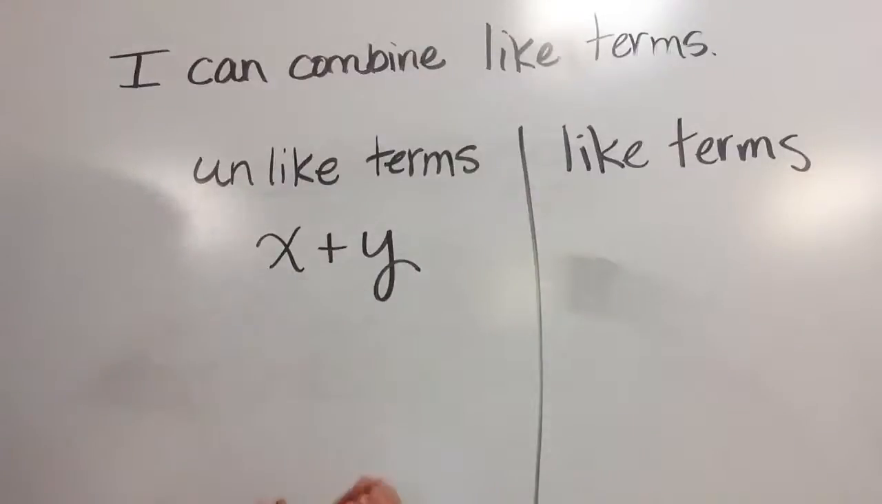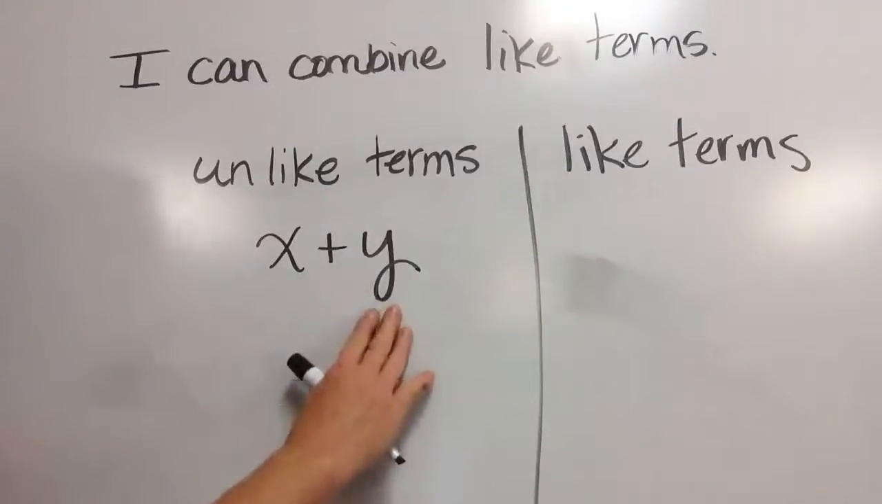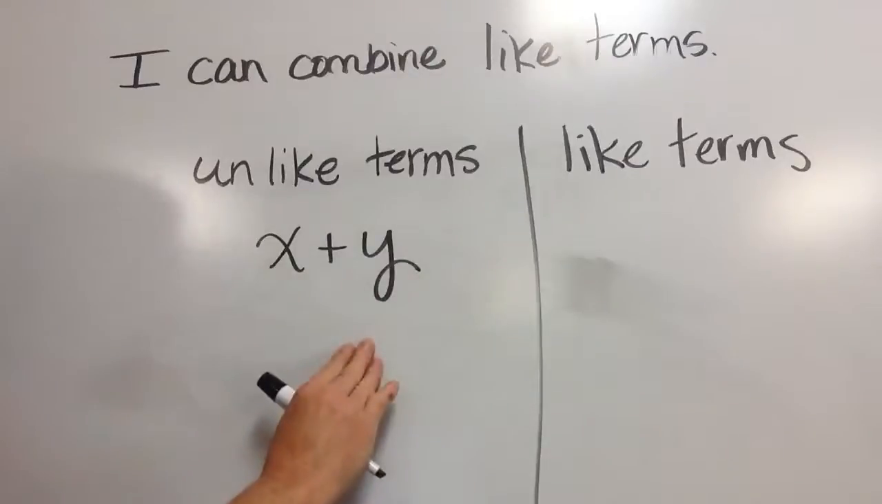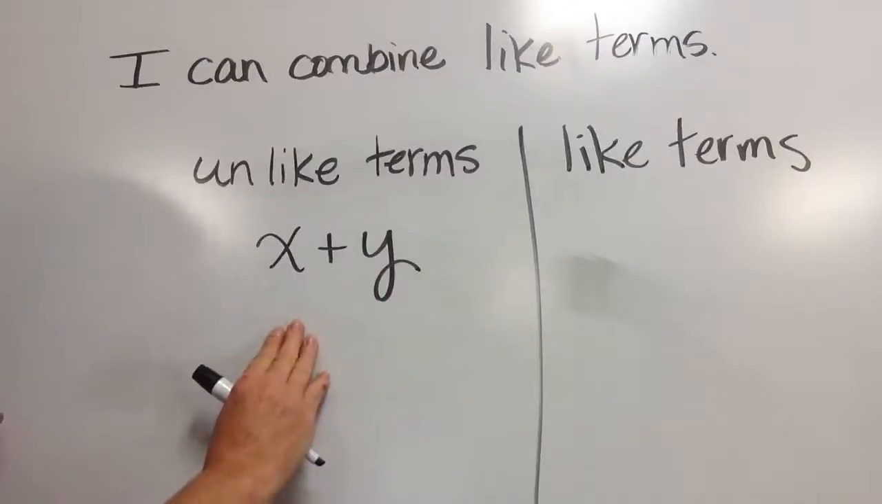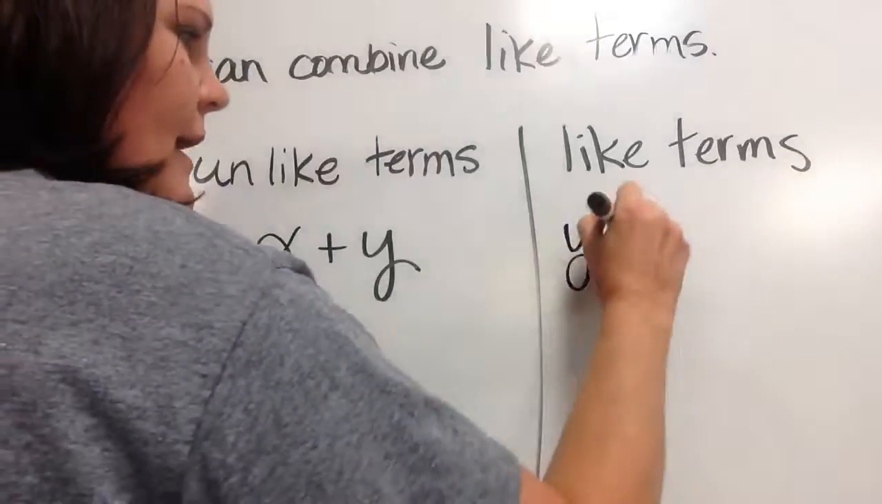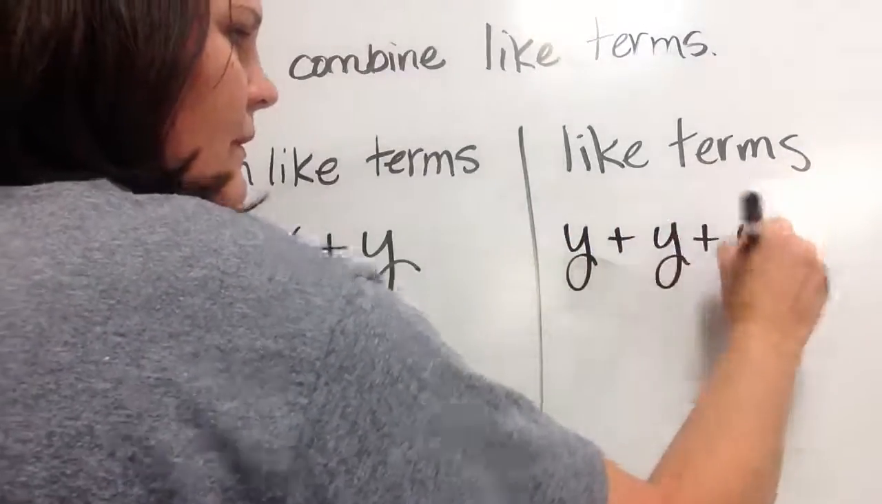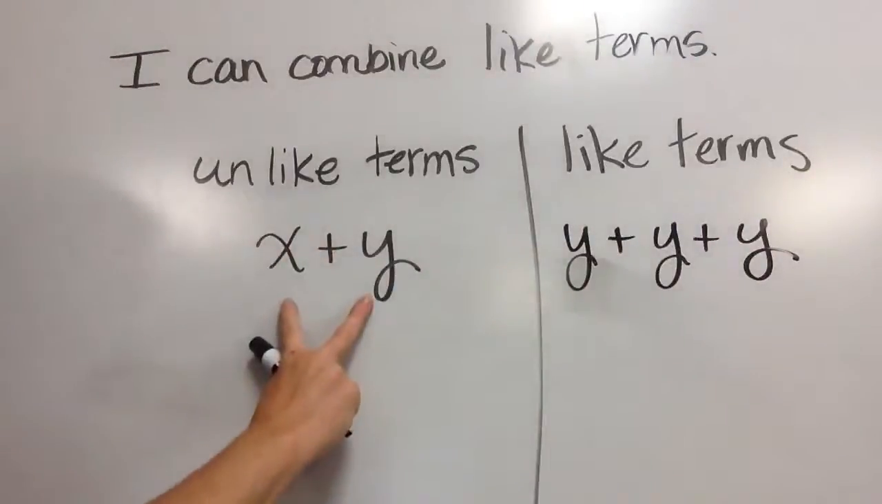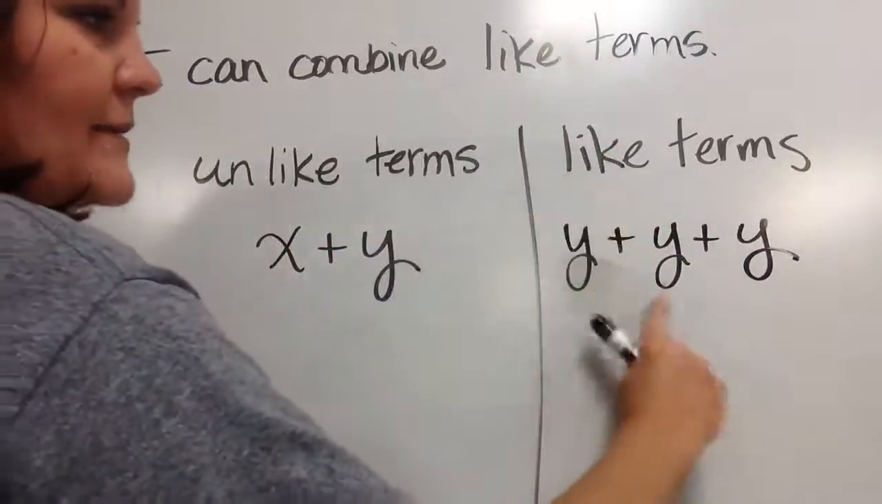You have an orange, you have an apple. One x, one y, and so this is already simplified. If you were asked to simplify this expression, this would be your answer. Now, like terms have the same letter, whereas unlike terms have different variables. Like terms have the same variable.